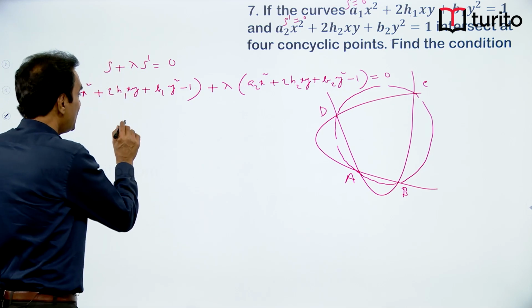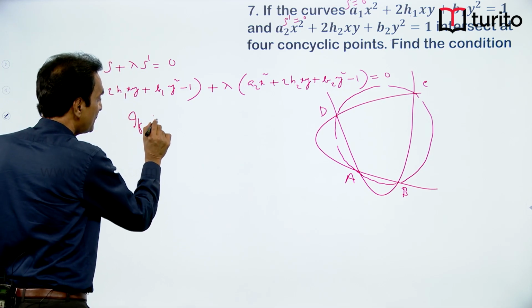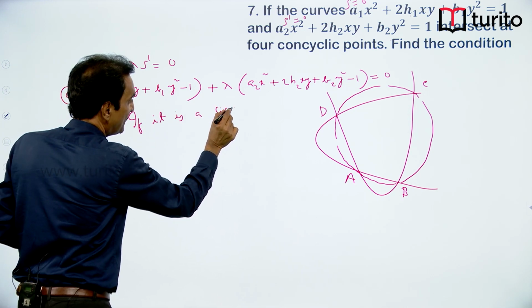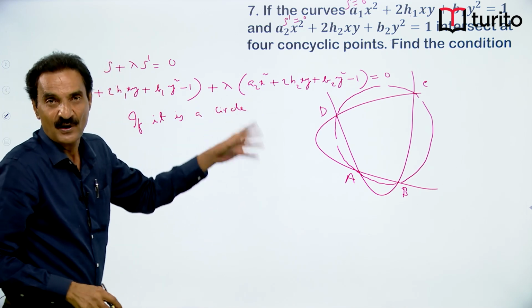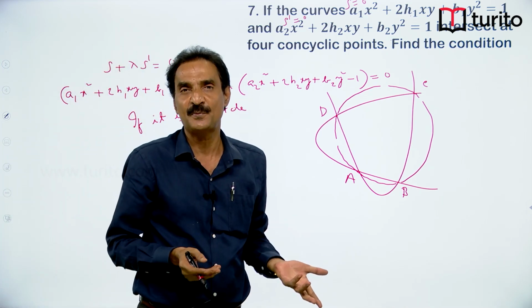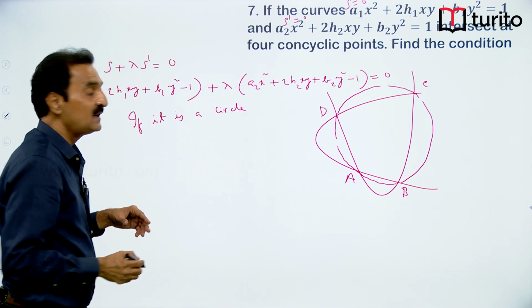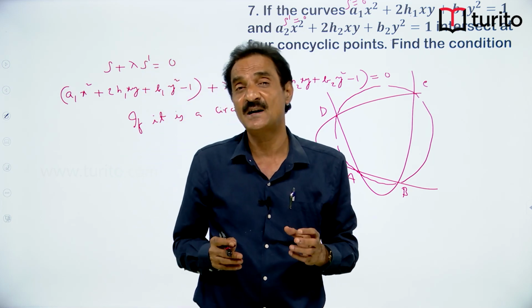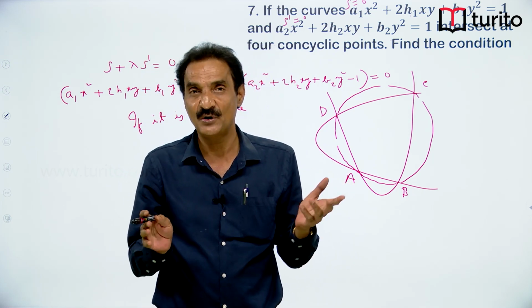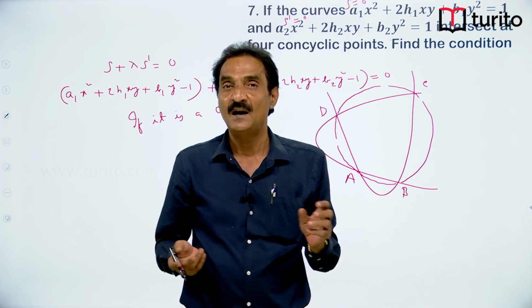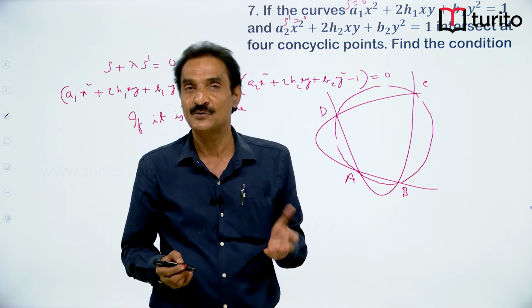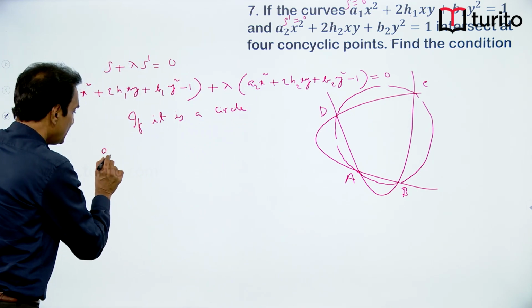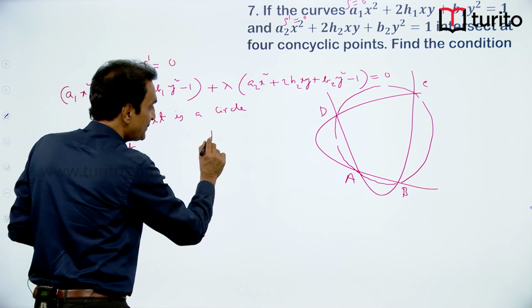Now if it is a circle, that means if the 4 points are concyclic, then only a circle can pass through 4 points. If it is a circle, what are the conditions? If a second degree equation represents a circle, what are the conditions? A is equal to B, means coefficient of x square is equal to coefficient of y square, and coefficient of xy is 0. So I am going to apply both the conditions. If it is a circle, A is equal to B, H is equal to 0.